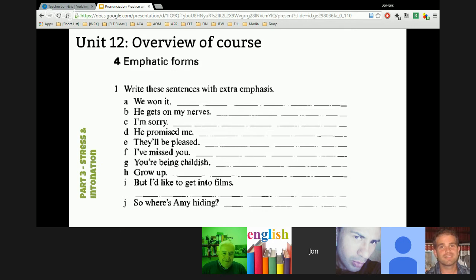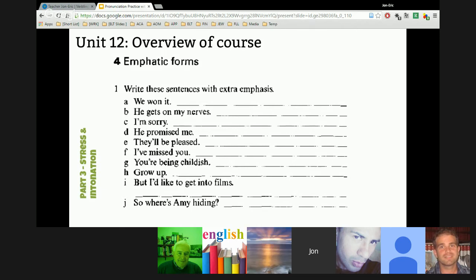But I would like to get into films. Good, but you're missing the w. I would. But I would like to get into films. Good. And remember, the w is just with your lips. W. So that's the tricky thing, because it's not here in your throat. It's here. Would. Would like. That's it. Good.